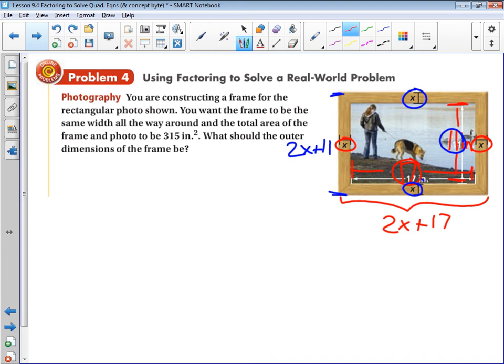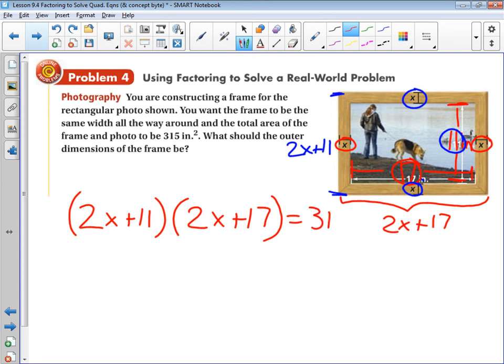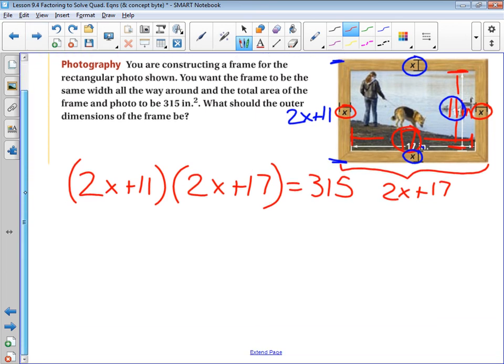So the area of this rectangular photo with the frame is 2x plus 11 times 2x plus 17, and that equals 315. So in this problem, really what you have to do is take these two binomials, multiply them together, get all the pieces together and set it equal to 0, and then go backwards. So it's kind of a problem where you go forward and then backward to get the answer. Here's what I mean.